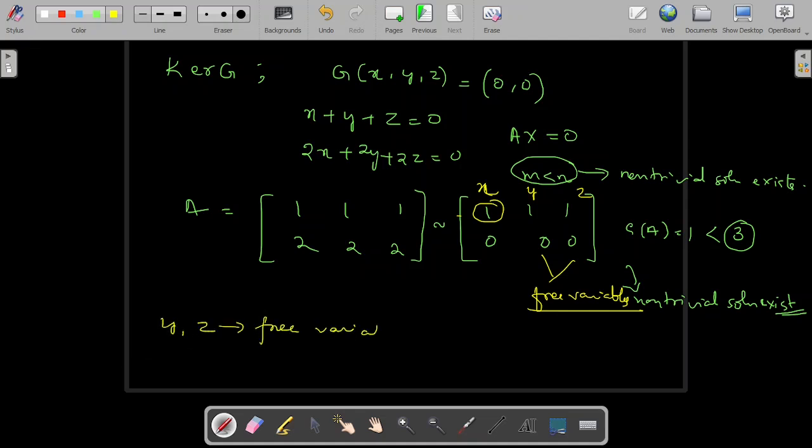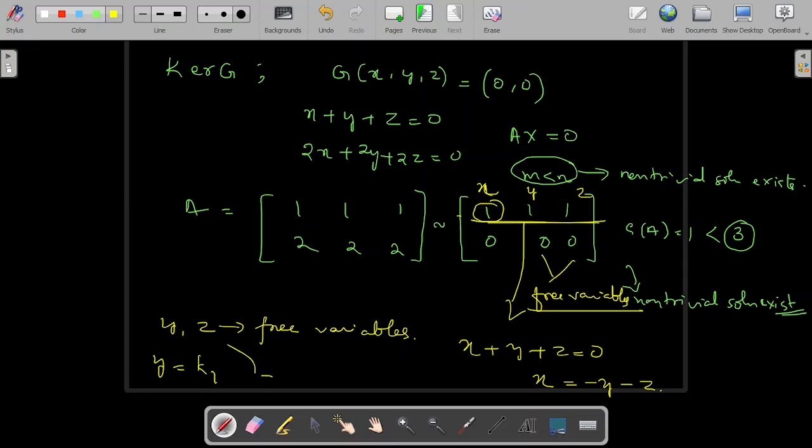You can give any value for them. Then x is dependent on those. x plus y plus z equal to 0, as per the first row, the coefficients of x, y, z like this. So x equal to minus y minus z. y, z are free, correct? Now you take y equal to k1, z equal to k2. k1, k2 belong to R, any two real values.